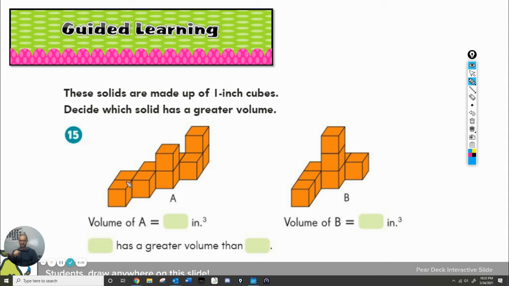Okay, you got that? We got 1, 2, 3, 4, 5, 7, 8, 9, 10. I got 10 here, hopefully. 1, 2, 3, 7, 8. A has a greater volume than B. All right, next.